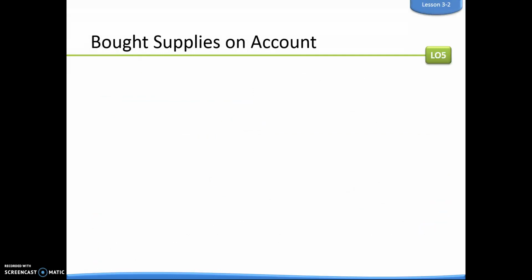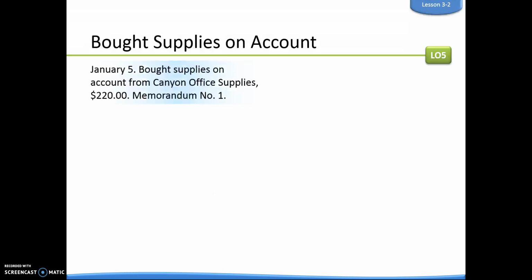So we bought supplies on account. So it says on January 5th, we bought supplies on account from Canyon Office Supplies for $220, memorandum number 1. So this one is going to be a little bit different. First, let's talk about which of our accounts are affected.